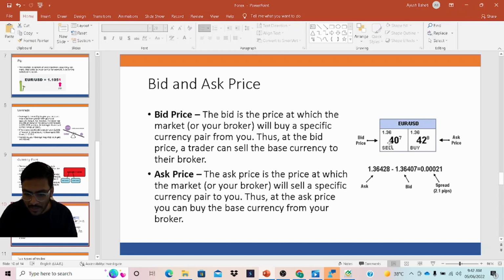So this is the bid price, and this is the ask price. So when you sell, you look at the bid price, and when you buy, you look at the ask price, as I explained earlier. Okay. And the difference between the bid and ask is called the spread, and this spread is the profit that your broker or your dealer makes when you trade.